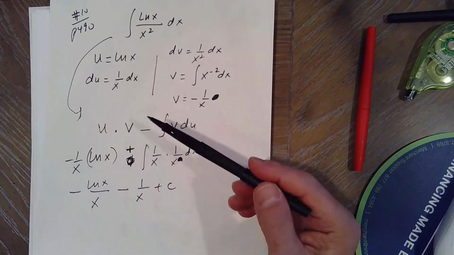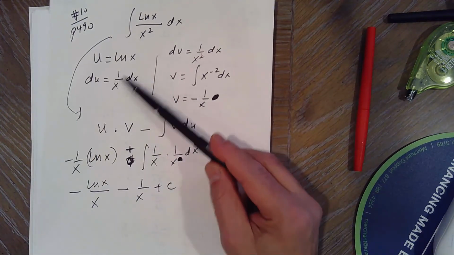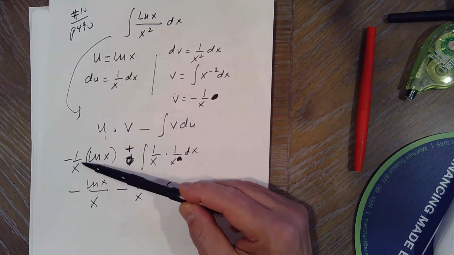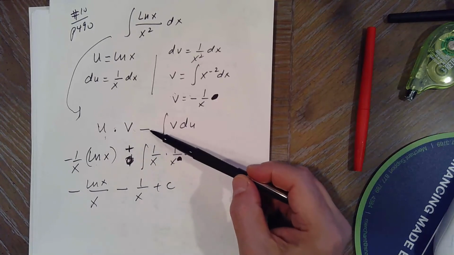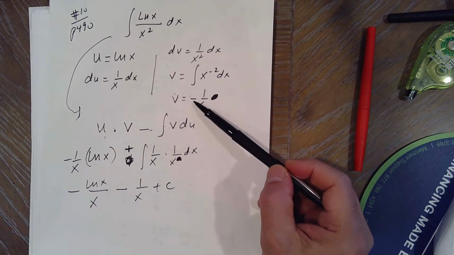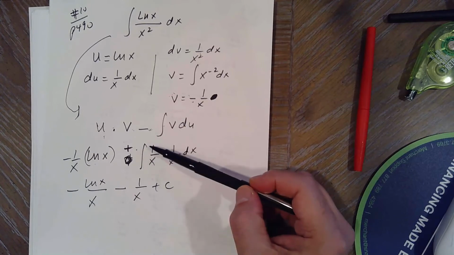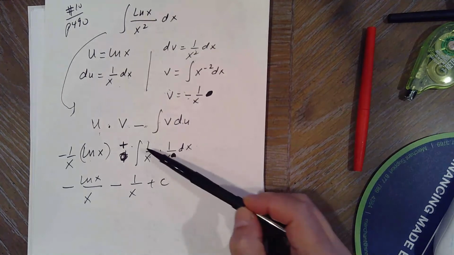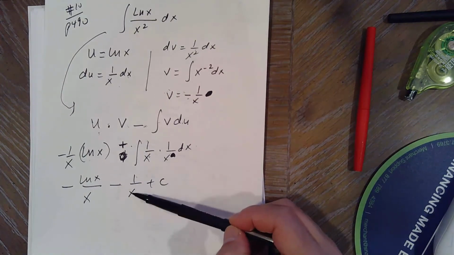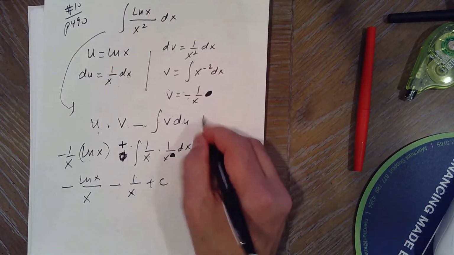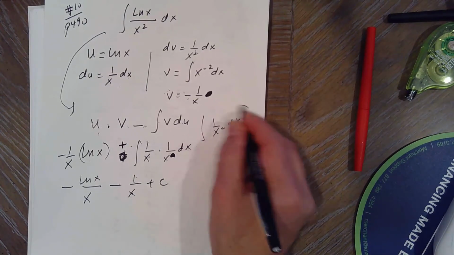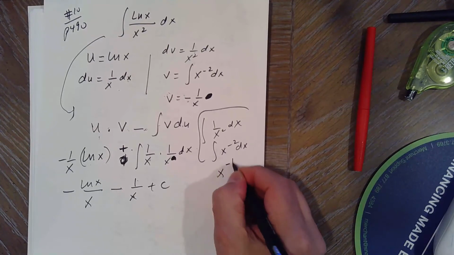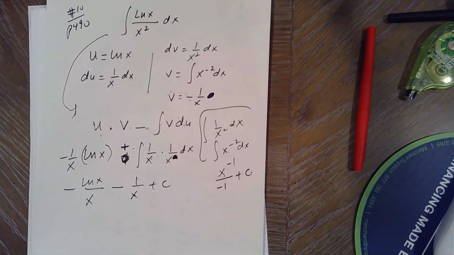Okay, so let's go over this one more time. u times v, ln of x is u, v is negative 1 over x, right there. And then minus integral of v, but because v is negative 1 over x, that should be a plus 1 over x, and du is 1 over x dx. And the integral of 1 over x squared is negative 1 over x plus c, because you're using the power rule. In case you're wondering, this is the integral of x to the negative 2, which is x to the negative 2 plus 1. That's where the negative is coming from.